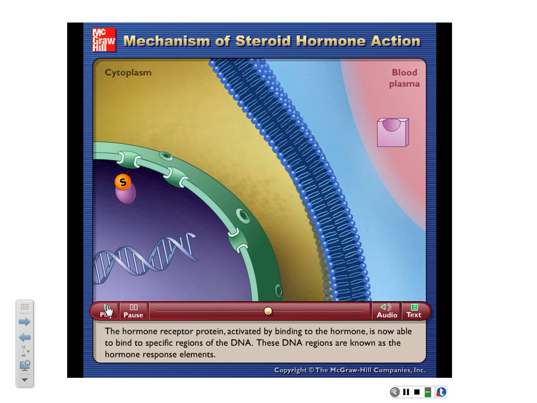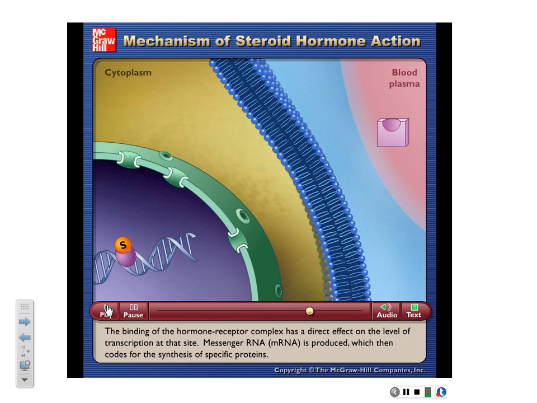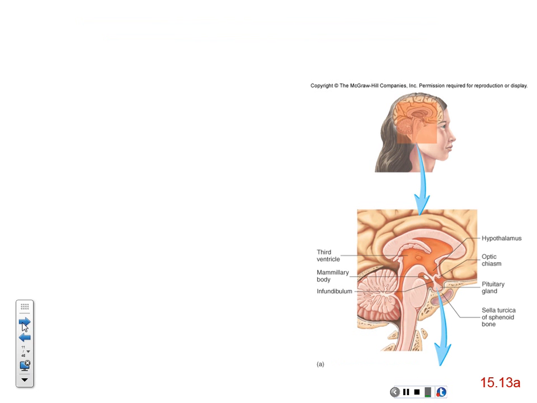The hormone receptor protein, activated by binding to the hormone, is now able to bind to specific regions of the DNA. These DNA regions are known as the hormone response elements. The binding of the hormone receptor complex has a direct effect on the level of transcription at that site. Messenger RNA, mRNA, is produced, which then codes for the synthesis of specific proteins. And then the protein will have the effect of that steroid.